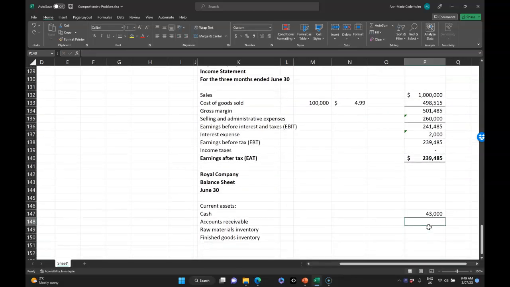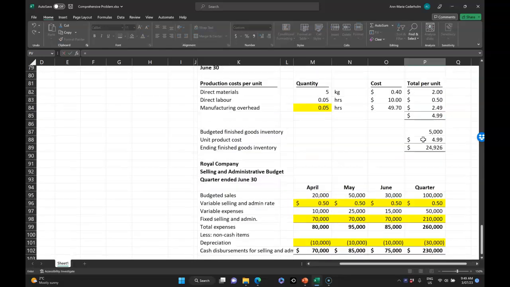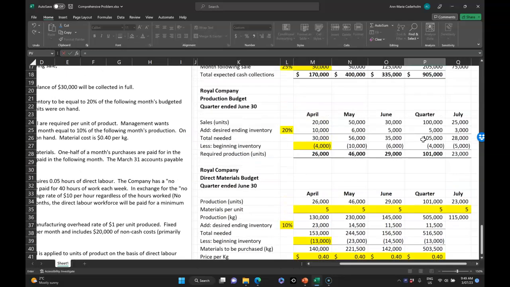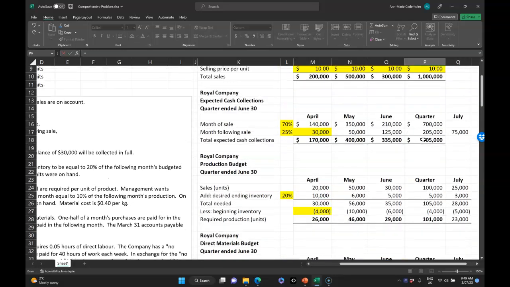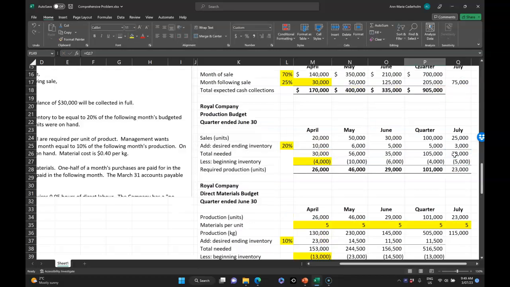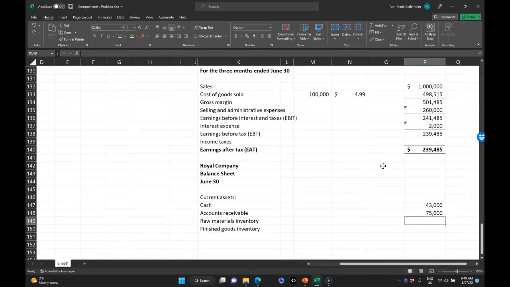Now my accounts receivable is, if I go back up to my cash receipt schedule, and hopefully I did it. And so I'm just looking here, and this is the amount that I'm collecting in July. That was from June. So that's my receivable amount. So I'm going to put that on my budget. So that's why I included the July column.